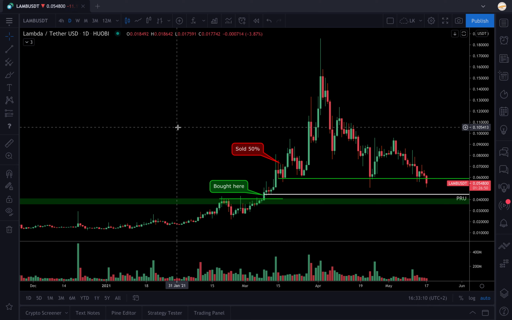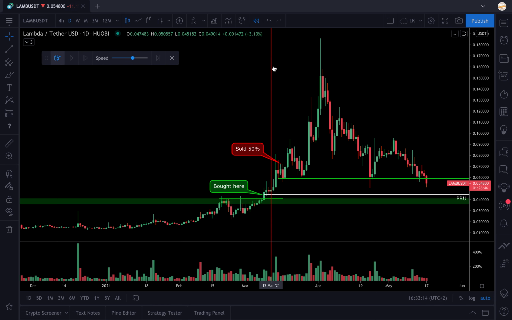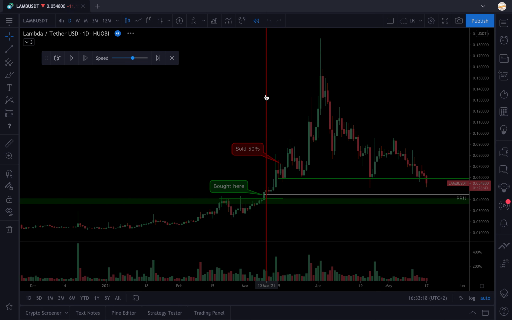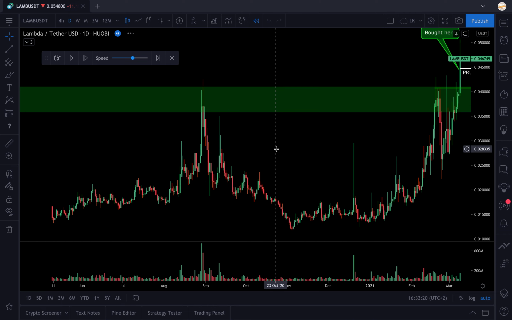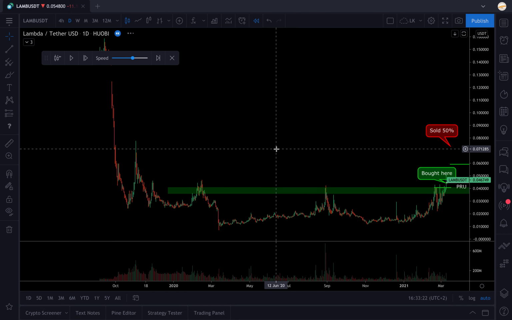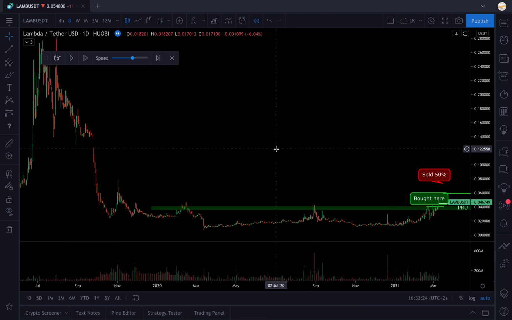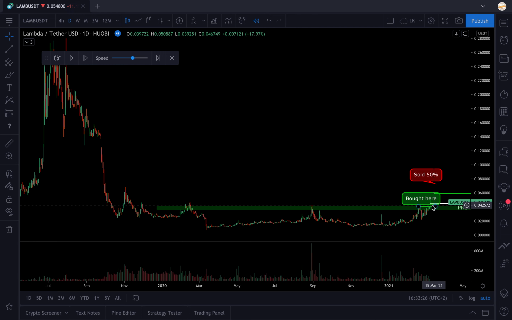So we're going to go back in time. We're going to use the back in time tool of TradingView, so you can use this tool to go back in time and see the chart like it was before. So we're here. It is March 10 of 2021.